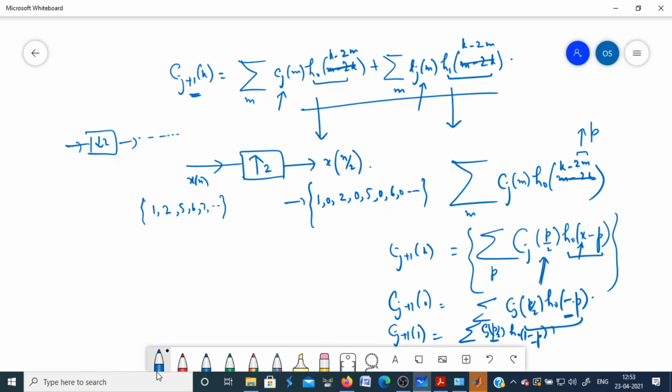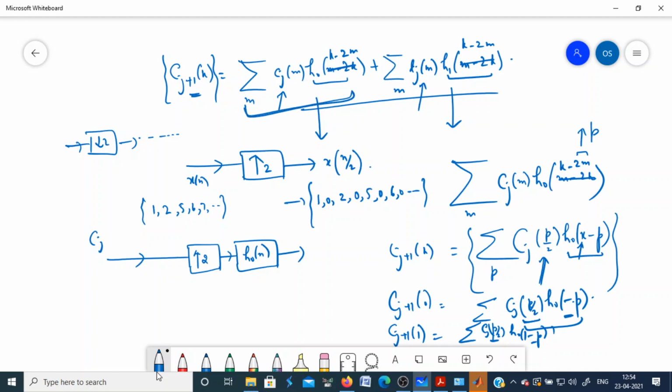Okay, and then after this, you are passing. Now this is the Cj of p by 2 sequence. It means if you have Cj, the approximation coefficients at scale j, how are you getting Cj plus 1? You are first interpolating it by a factor of 2, and then you are passing it through a filter h naught of n. Okay, this will give you this equation, the convolution between the upsampled sequence and the impulse response of the filter.